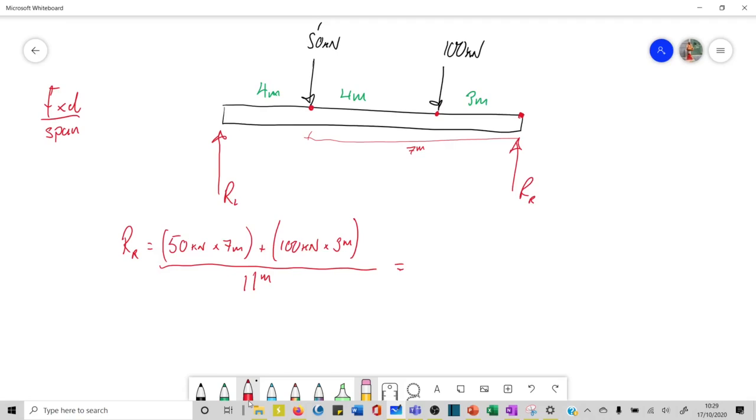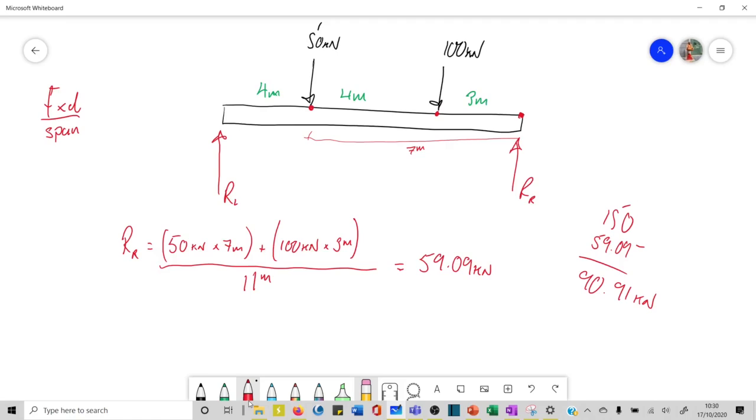So when we actually run that, it's 59.09, and we already know that because when we add both reactions up, they're going to equal 150 anyway. So you could say 150 minus 59.09 equals 90.91 kilonewtons. So that's both the reactions.